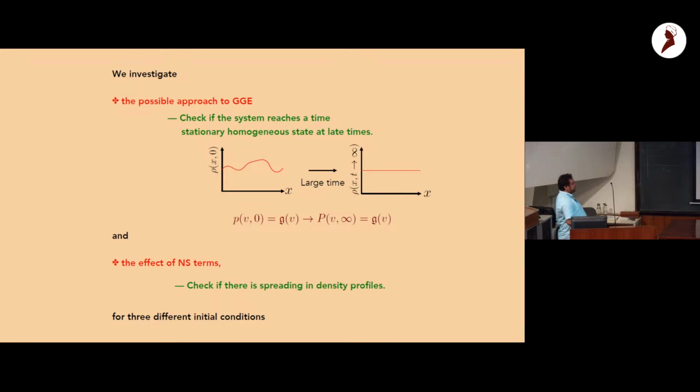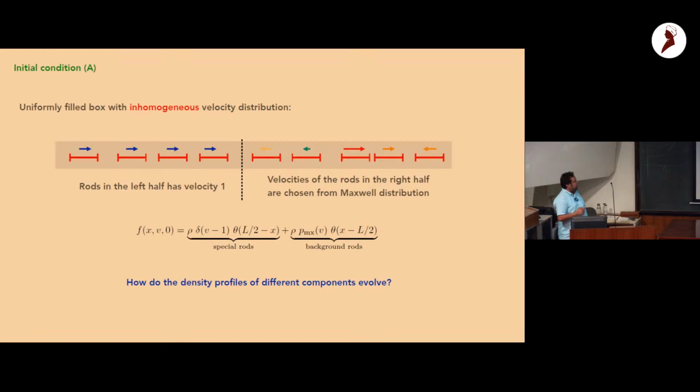Also we want to check if there is spreading in the density profile, to check the effect of the Navier-Stokes terms, and that we do for 3 different initial conditions. Okay, so let me talk about the first initial condition. In this case we have rods which are uniformly filled, but the velocity distribution is inhomogeneous. In the left half of the box, all the rods have velocity 1, whereas in the right half of the box, all the velocities of the rods are chosen from a Maxwell distribution.